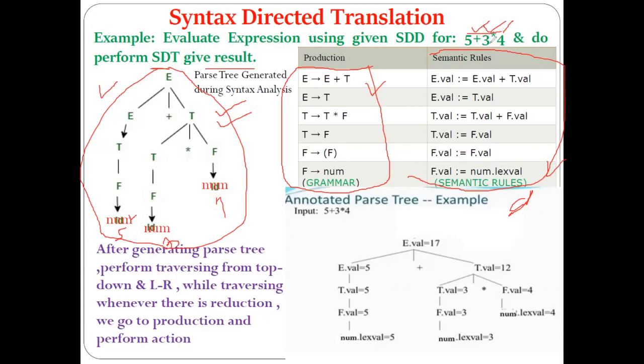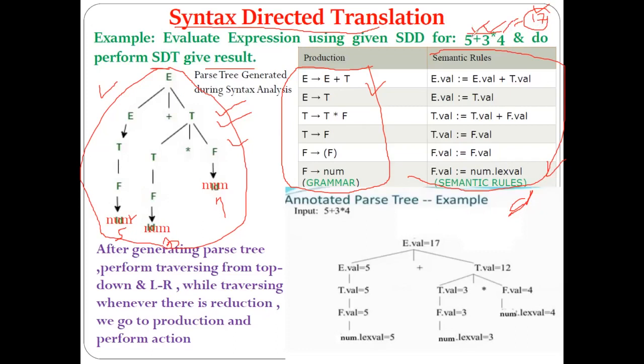Now, if you plainly calculate this expression, its result will be 17. This 17 as an output of this expression will not be given by the syntax analyzer. That is not the role of the syntax analyzer. The syntax analyzer's role is just to check whether it is syntactically correct or not by generating the parse tree. To get this result as 17, that is the work of our semantic analyzer and its technique, syntax directed translation. If you get 17 as a result, then we can say this particular expression is semantically correct.